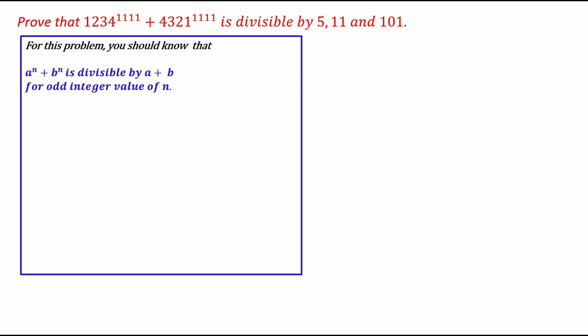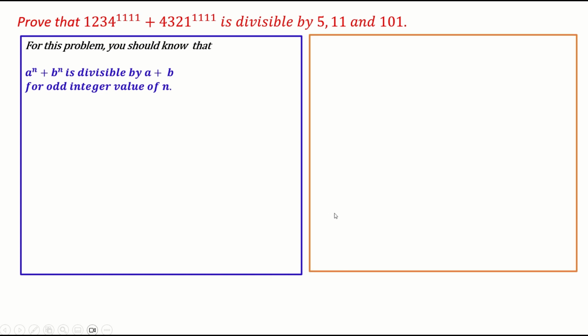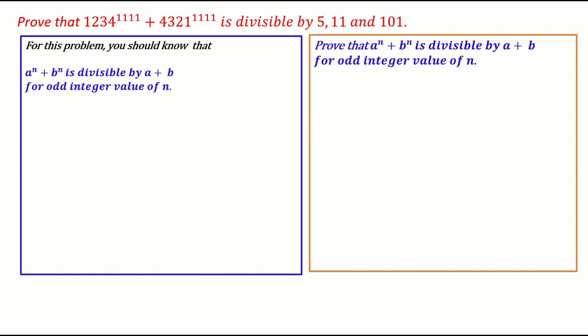So first, let's derive this theorem. Let's prove that a power n plus b power n is divisible by a plus b for odd integer values of n. Let's prove this first. It's so simple. Let's call a power n plus b power n as function of n. n is odd integer.